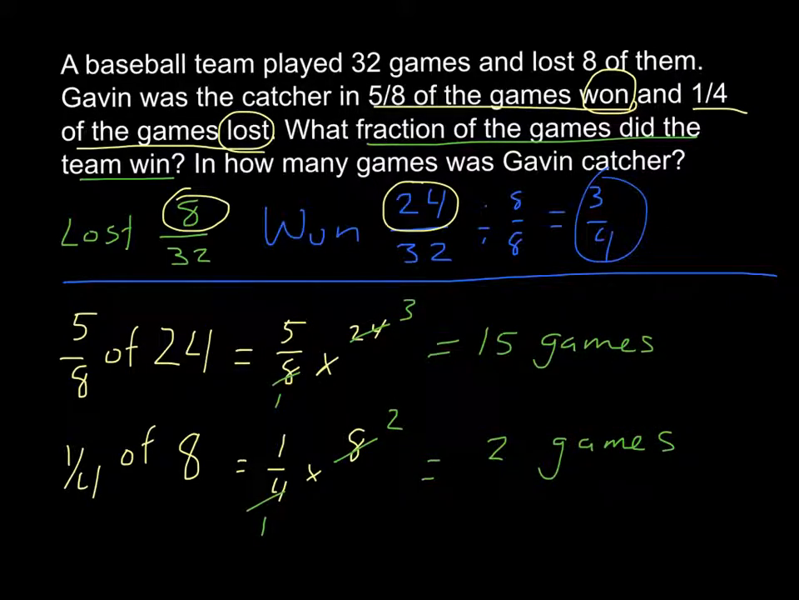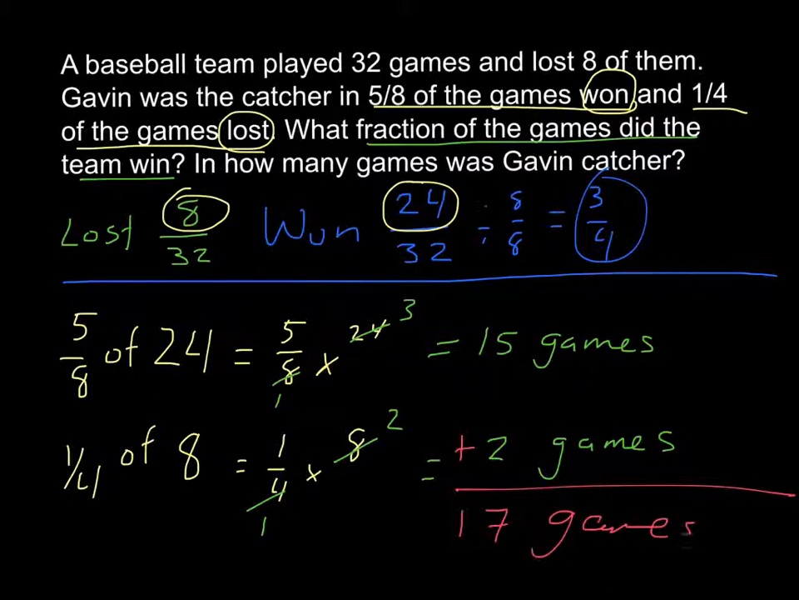When we solve this, we remember that 5/8 of 24 is the same as 5/8 times 24. And when we do that, we find that there are 15 games that Gavin was catcher that they won. 1/4 of 8 games that they lost is the same as 1/4 times 8, which gives us 2 games that Gavin was catcher and they lost. And if we add it together, we see that Gavin was catcher for 17 games.